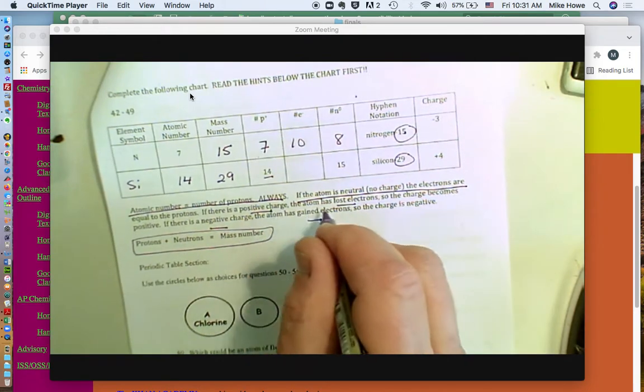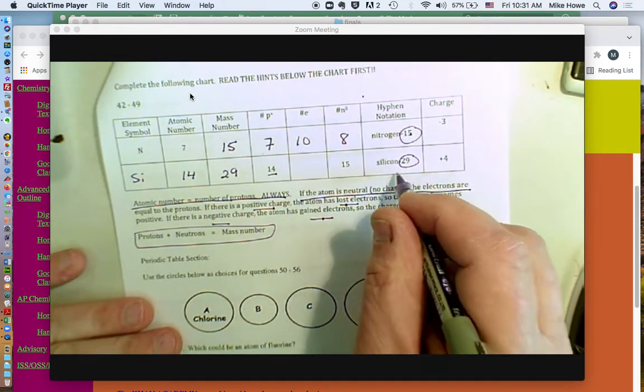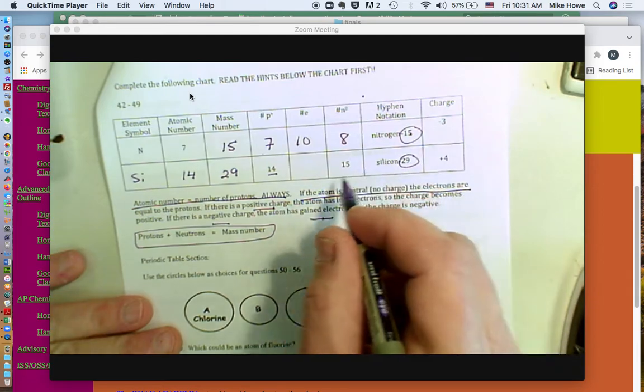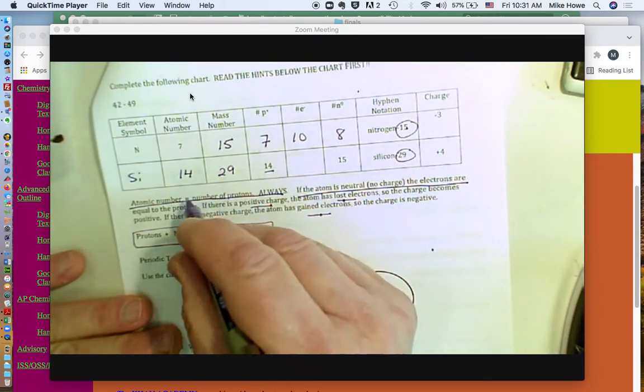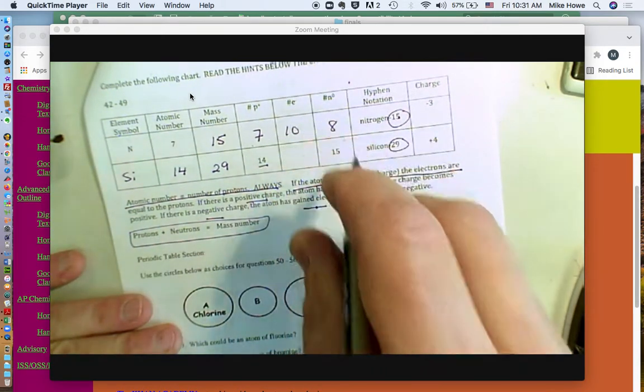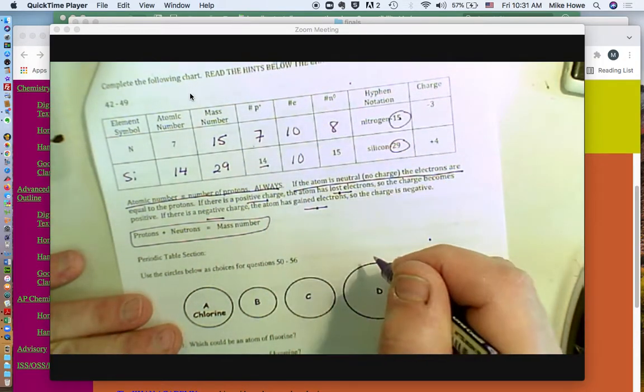So if it's positive, you've lost electrons. So you've lost 4. Normally you would have the same as the protons. So normally you'd have 14 electrons in silicon. But if you've lost 4, now you got 10.